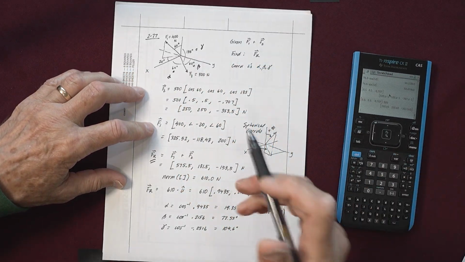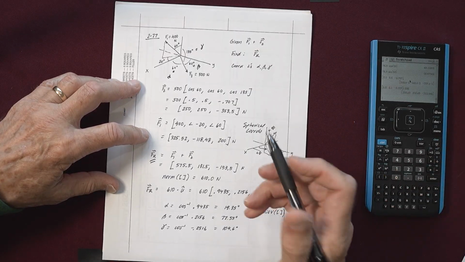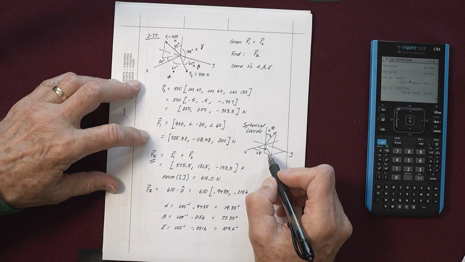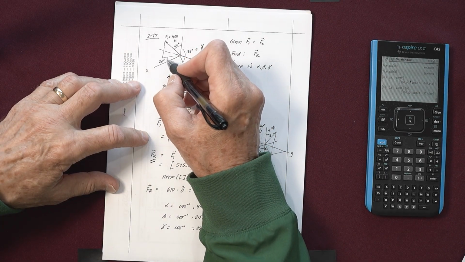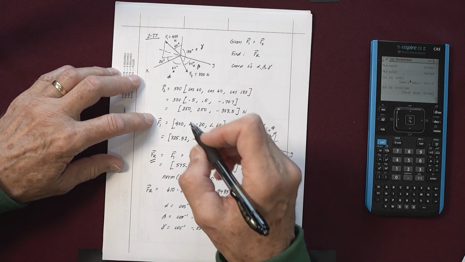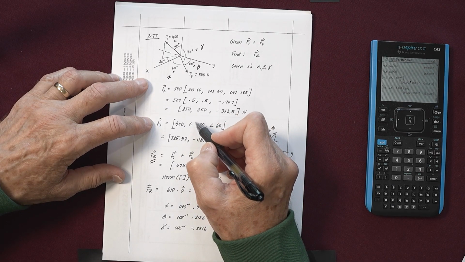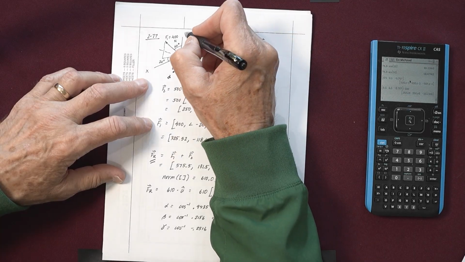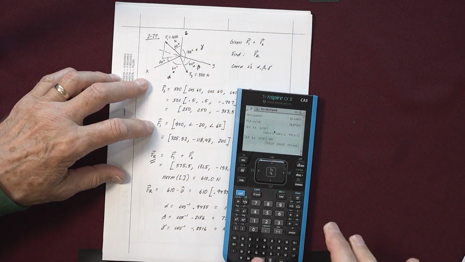F1 is given in spherical coordinates. But remember, our official spherical coordinates, positive theta, is measured this way. But we have 20 degrees in the negative direction from x. And so when I enter this guy in my calculator, this is 400 at minus 20, and then positive 60 down from the positive z. And so this is 60. So then I just go to enter that.